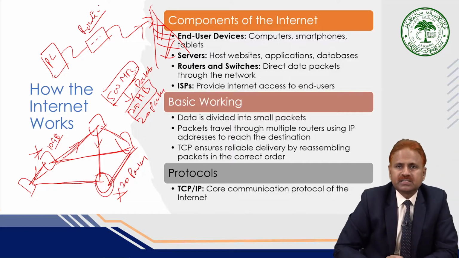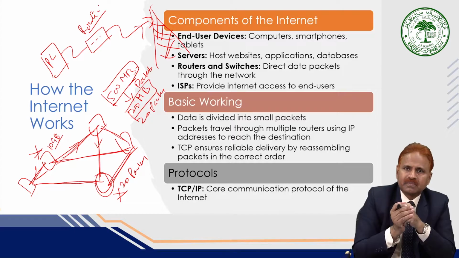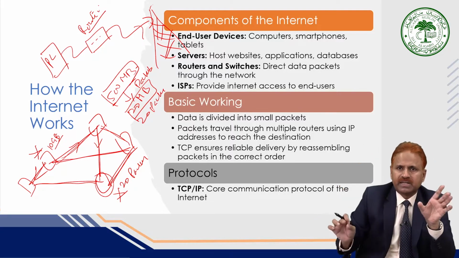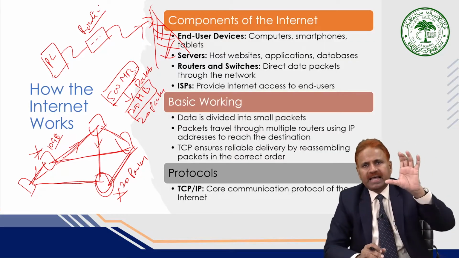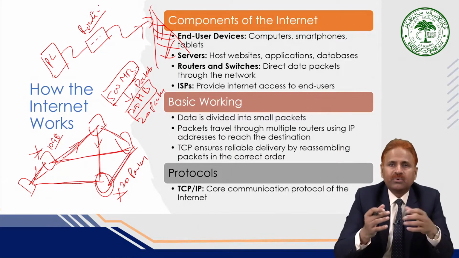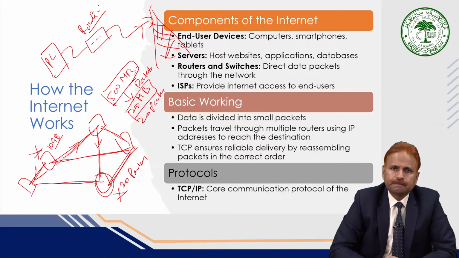At the destination they are reassembled according to their sequence number, packet number 1, 2, 3, 4, 5, 6, 7, 8 up to 20. All the 20 packets are reassembled as a whole message, and the complete message is delivered to the end user. So this is how the transmission takes place in the network.